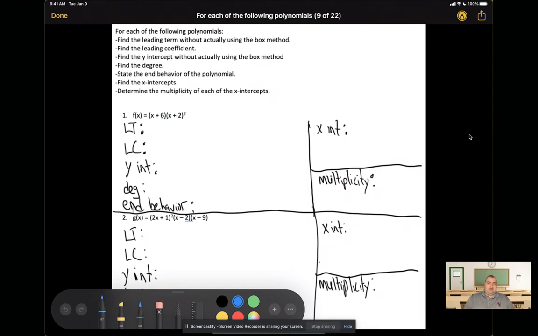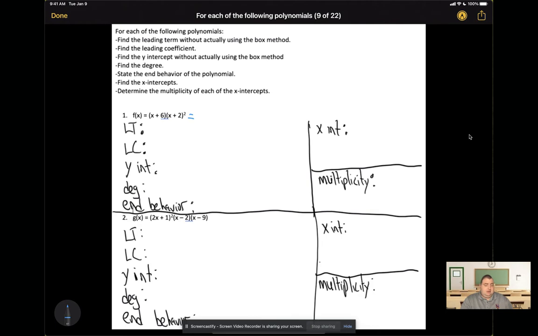So find the leading term without actually using the box method. The first thing we're going to do is take the polynomial in factored form, and rewrite it in a different way. So I'm going to rewrite it as x plus 6, x plus 2, x plus 2. Notice I wrote x plus 2 twice. Why did I write x plus 2 twice? Because in the original polynomial, it says x plus 2 squared.